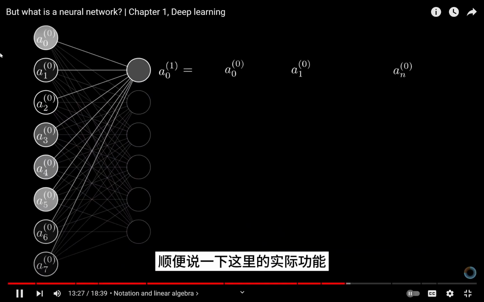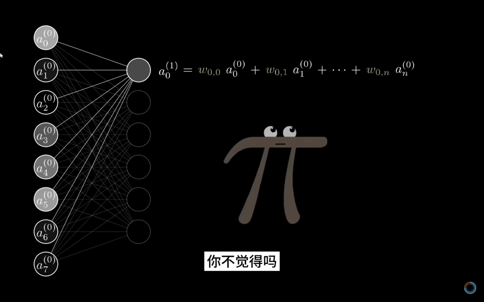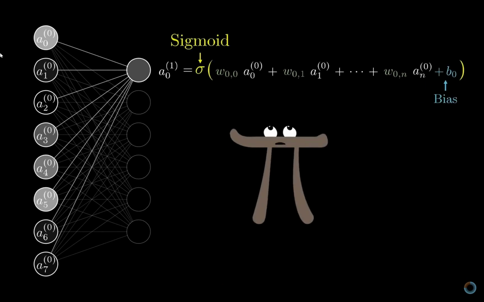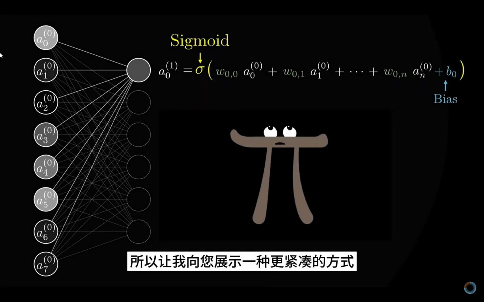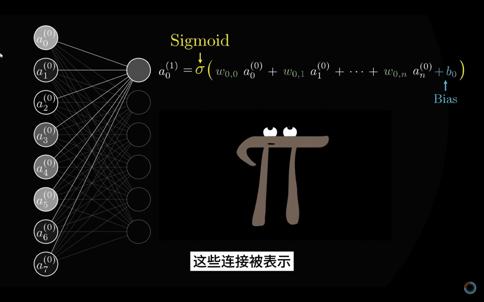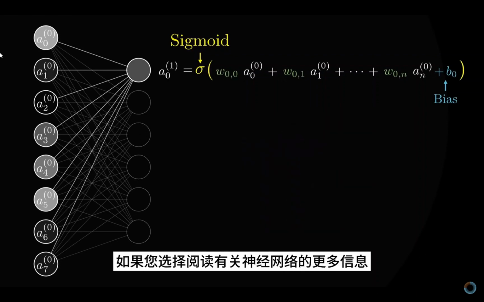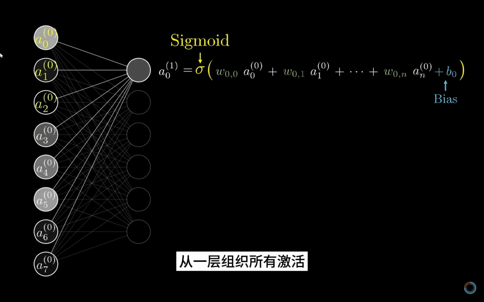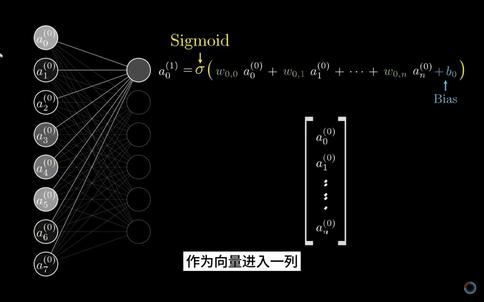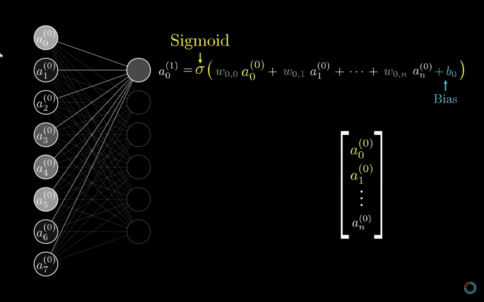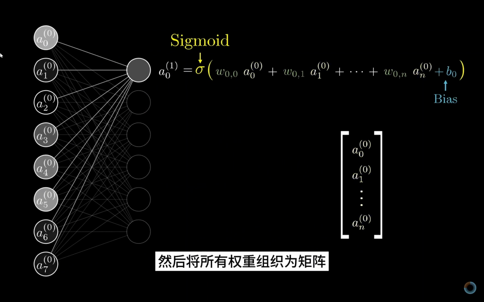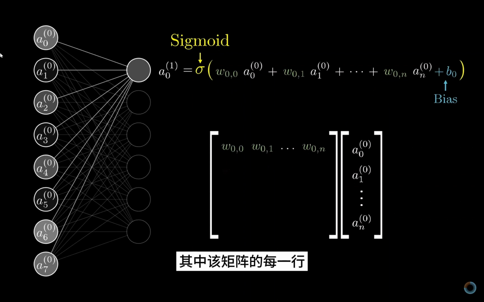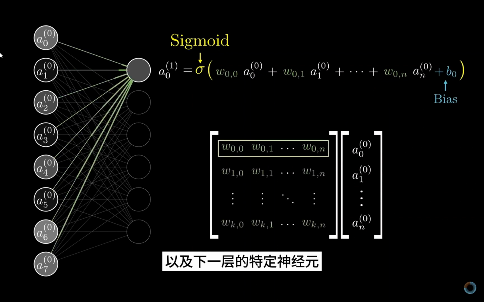By the way, the actual function here is a little cumbersome to write down, don't you think? So let me show you a more notationally compact way that these connections are represented. This is how you'd see it if you choose to read up more about neural networks. Organize all of the activations from one layer into a column as a vector. Then organize all of the weights as a matrix, where each row of that matrix corresponds to the connections between one layer and a particular neuron in the next layer.